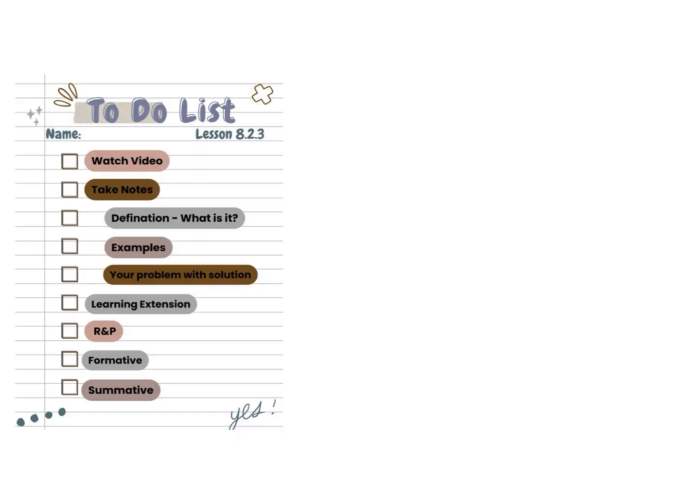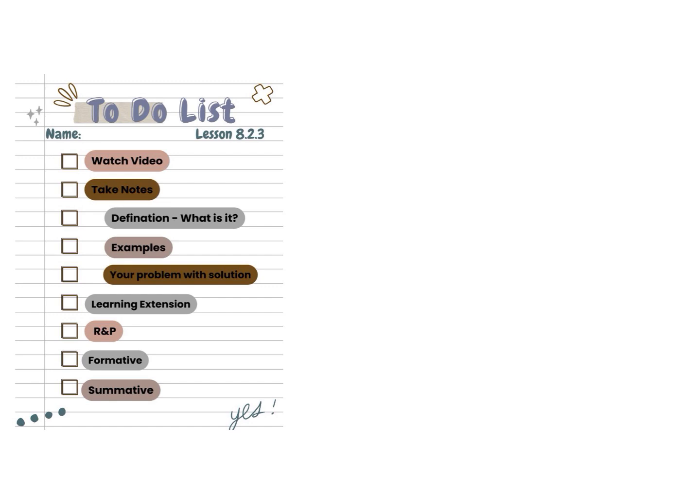Let's take a look at our to-do list for 8.2.3. You are going to be watching your video. Both of the lessons are included in one video. You're going to be taking notes by either downloading the note template or by using your classwork notebook. In the notes, you need to make sure you define what each of the rules are, so there should be two sections. You need to have some examples that you find from our work together, and then we would like you to create a problem of your own to prove your understanding of the two rules.